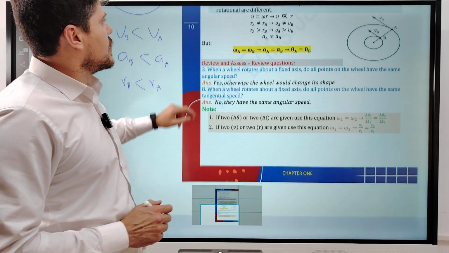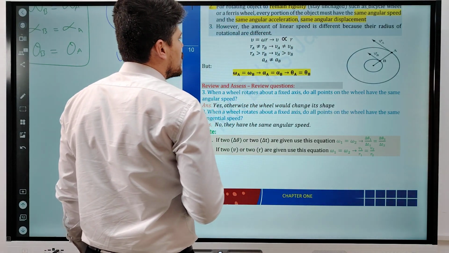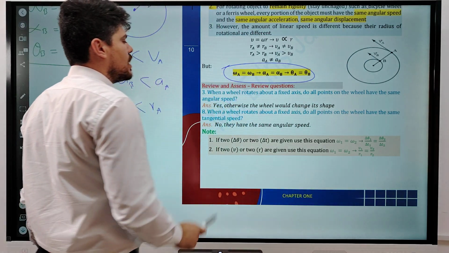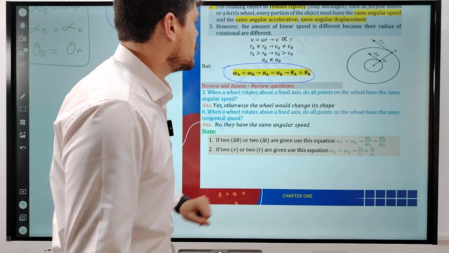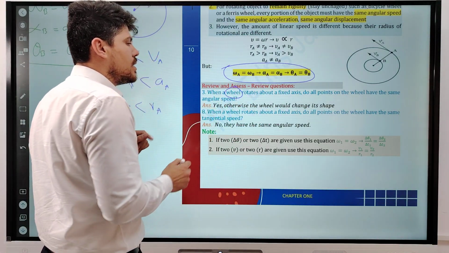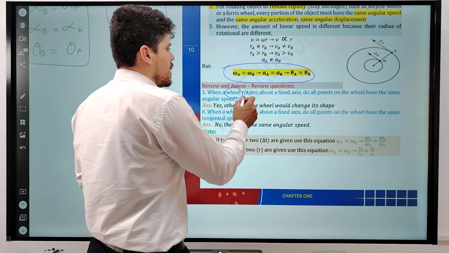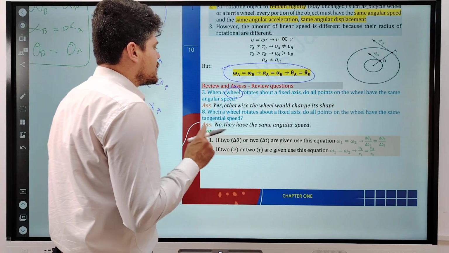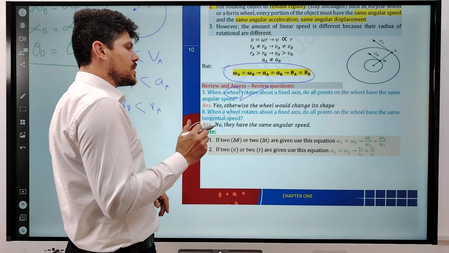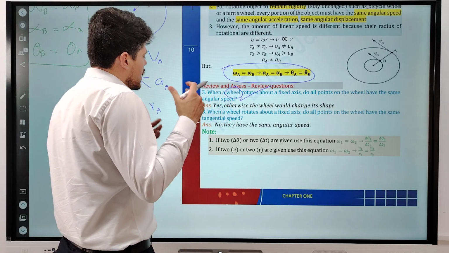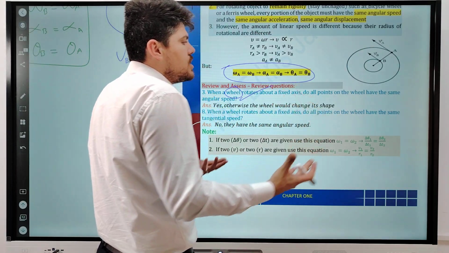Okay, look, as you can see, RA is not equal to RB, VA is not equal to VB. But its angular quantities are equal. When a wheel rotates about a fixed axis, what is a wheel? Is a wheel a rigid body or a non-rigid body? A wheel is a rigid body. Okay, about a fixed axis. Do all points on the wheel have the same angular speed? Yes, they have the same angular speed. Why? Because the wheel is a rigid body. Otherwise, if they did not have the same angular speed, the wheel would change its shape.